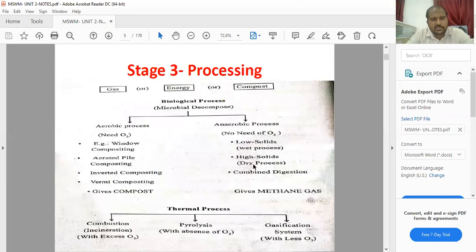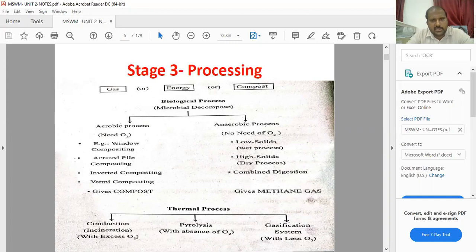Next, the third stage is processing. The first is processing to gas, energy, or compost. First one is the biological process. There are two types of processing: the first one is the aerobic process and the second one is the anaerobic process. Aerobic processes need O2 and anaerobic processes need no O2. For example, windrow composting, aerated composting, inverted composting, vermicomposting.